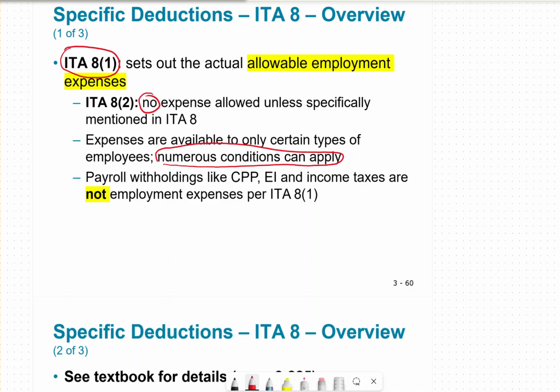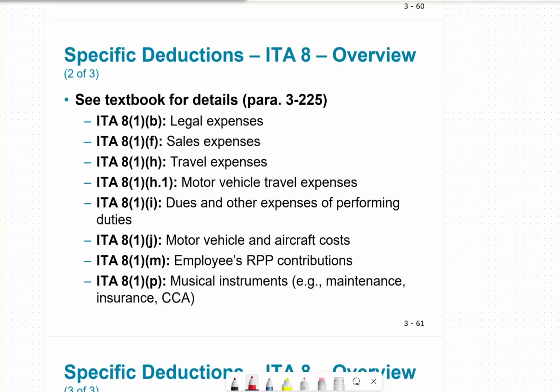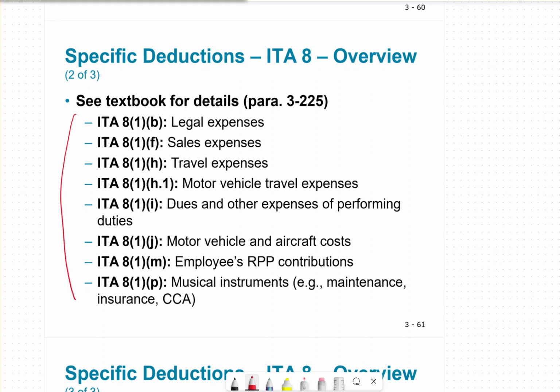Payroll withholdings like CPP, EI, and income tax are not employment expenses. Those are mandatory deductions, so CPP, EI, and income tax are mandatory deductions. They are not part of the employment expenses. If you need a definition, your textbook, depending on which textbook it is, will have it.